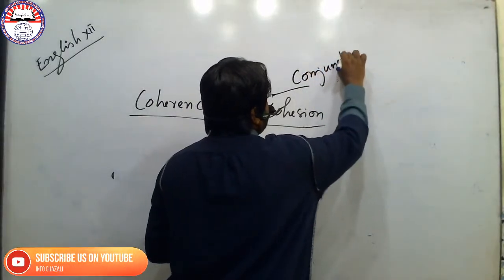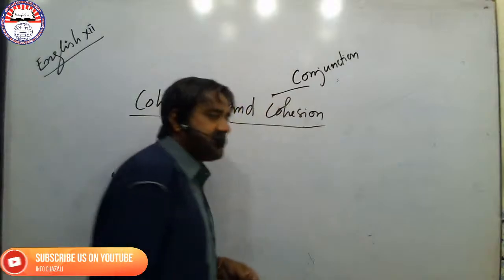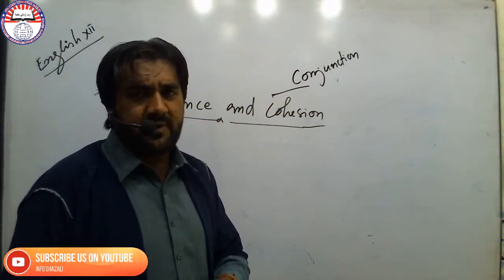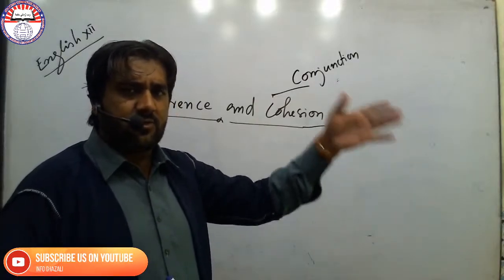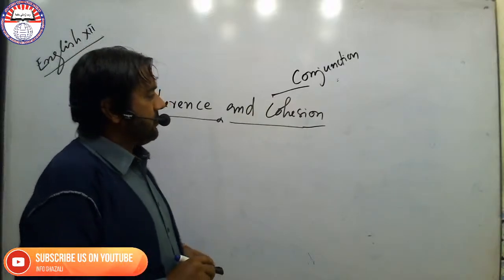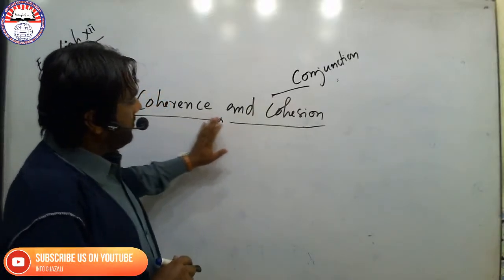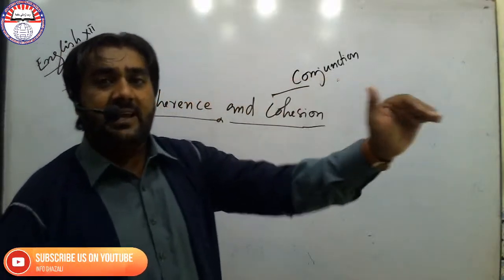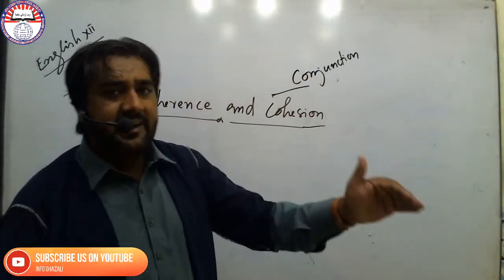Conjunctions. There are so many conjunctions in the English language with which you are familiar, like so, though, because. There are a number of conjunctions. So coherence and cohesion, at the level of language, at the level of ideas.